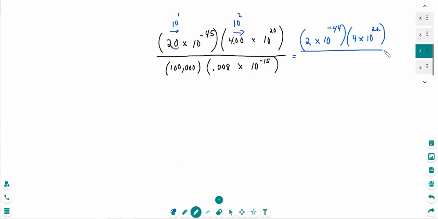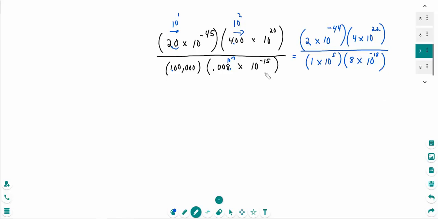In the denominator, same process here. We're going to have to put our decimal here. That's going to be a 1 times 10. And we'd have to move it 5 places to the right, so it's going to be 10 to the 5th times, put our decimal here, we're going to get an 8 times a 10. Now, I'd have to move it 3 places to the left, so it's going to be 10 to a -3 right here. And 10 to the -3 combined with 10 to the -15 is going to be a 10 to the -18, right? Okay, so we got it that far.